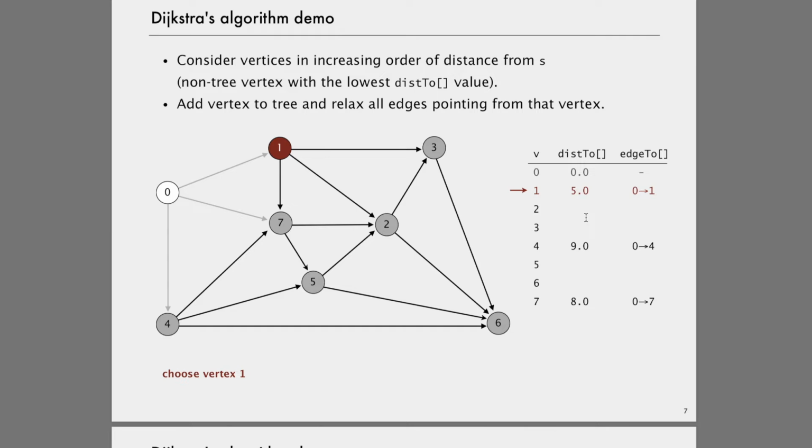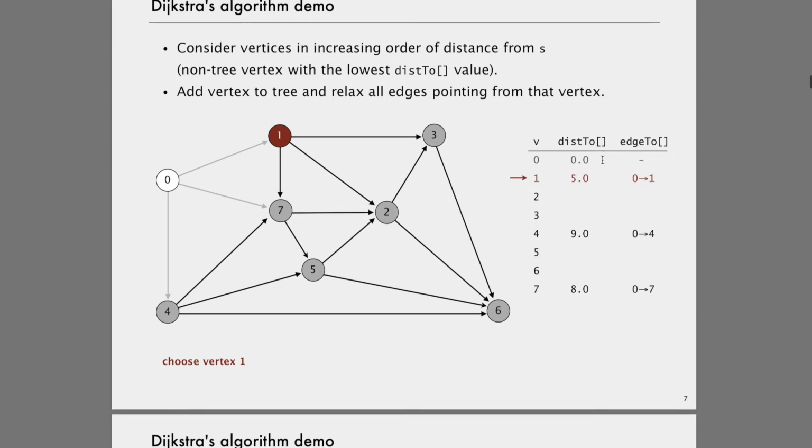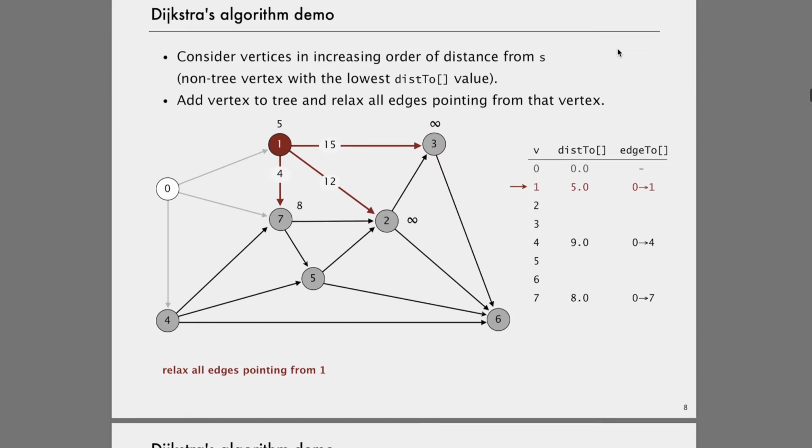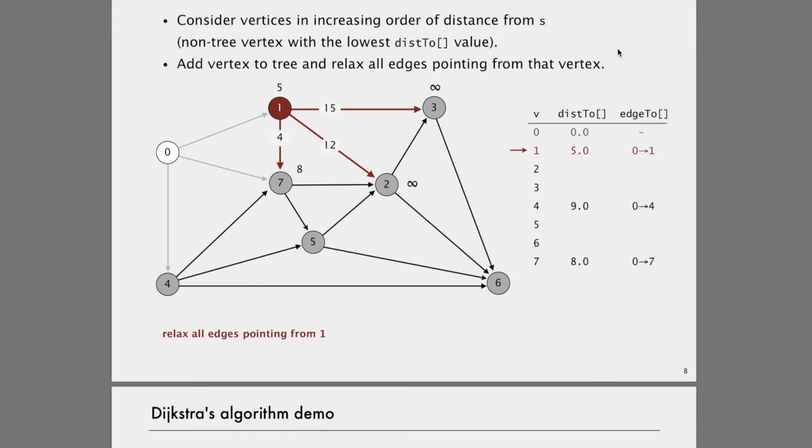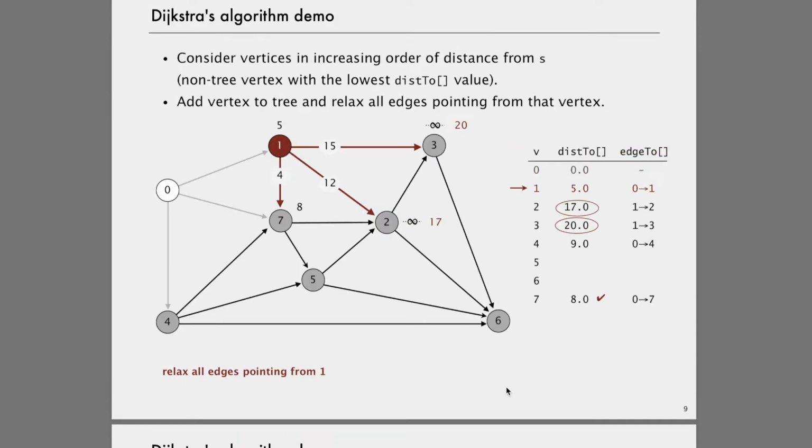Take the next closest vertex to the source. In this case, it's 1. And then we are going to add that vertex to the tree and relax all the edges that point from that. Now, both 0 and 1 are on the tree. So now let's look at the edges pointing from that, and we have to relax each one of those.